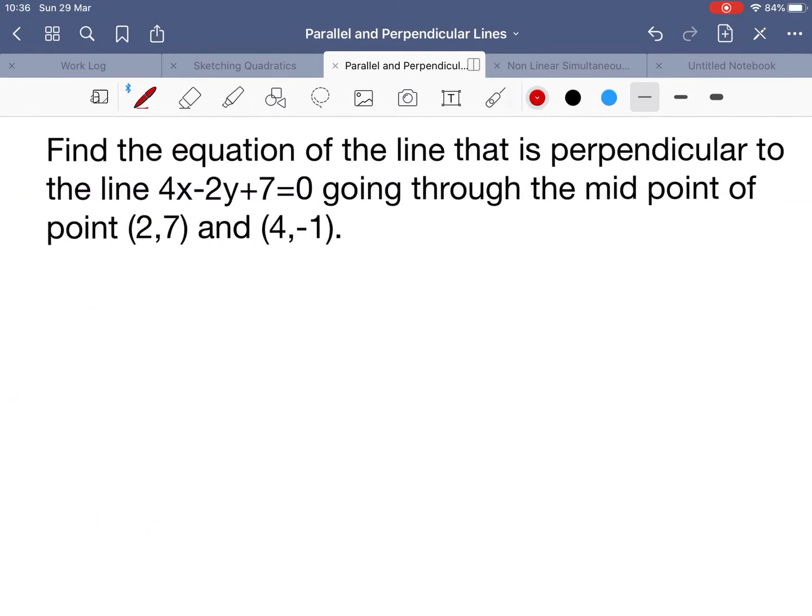Right, let's have a look at this one. If you want to pause these and have a go at them yourself first, you can do, and then I'll just show you the answer. But if not, here we go.